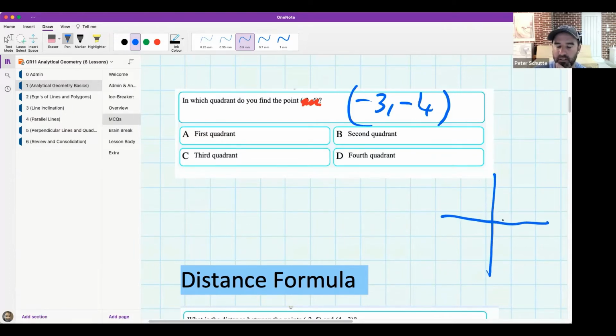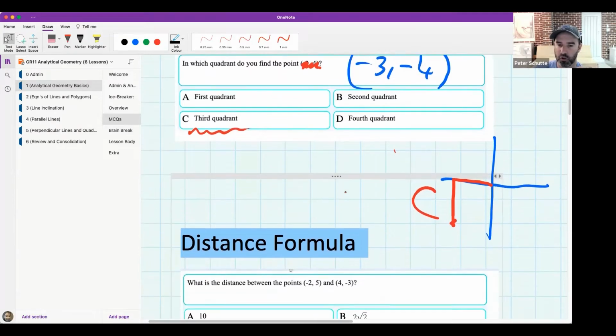Okay, so -3, -4, that would be 3 across and 4 down. And so this is going to be in the third quadrant, which is, in the question, C. Now, I don't think there's too much trouble with that, so I'm not going to spend too much time.